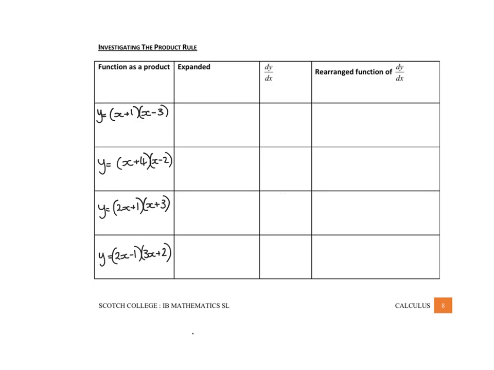We're going to have a go at filling in this table to investigate the product rule when differentiating. So we've got some functions listed there in the left-hand column. What we're going to do firstly is to expand them.